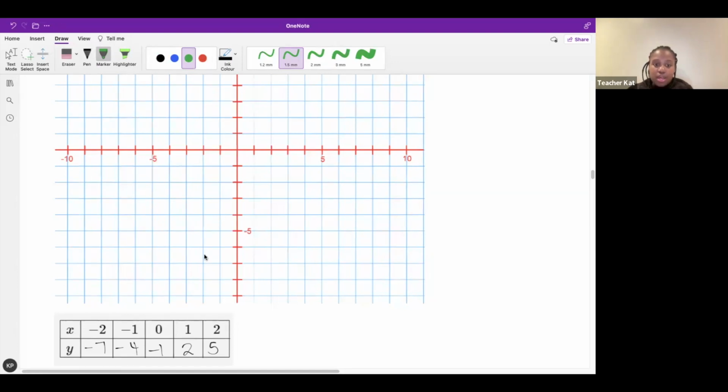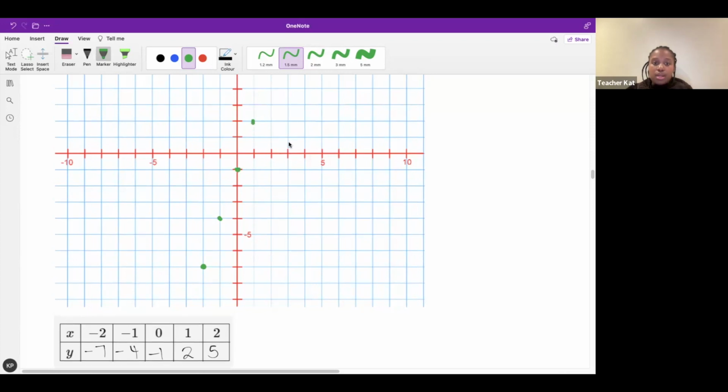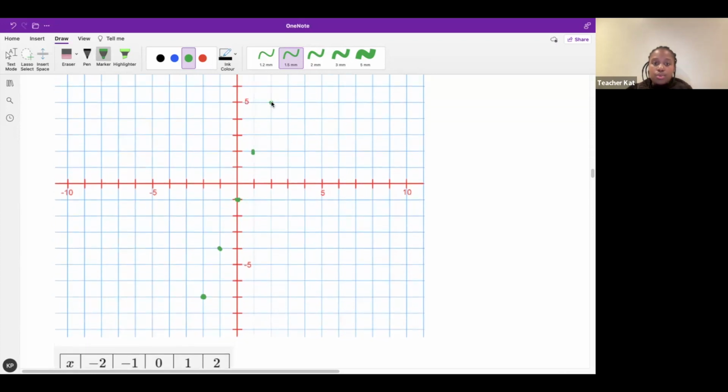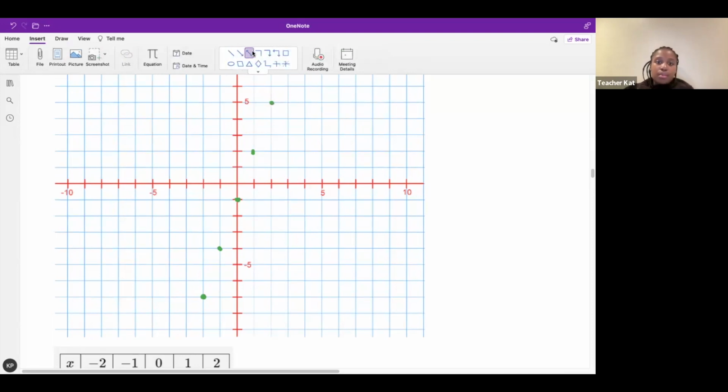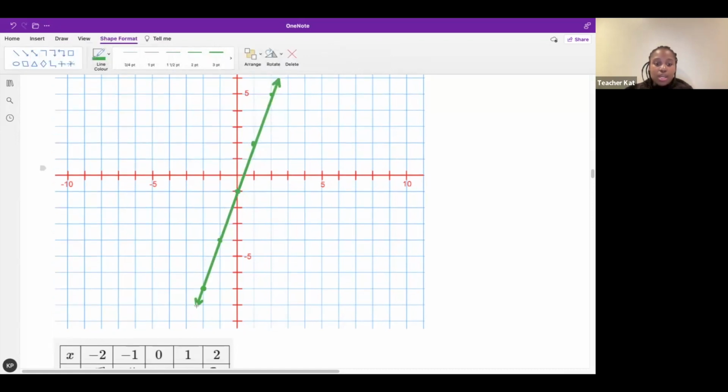Negative 2 is over here, and negative 2 goes with negative 7. Negative 1 goes with negative 4. 0, negative 1. 1 with 2. And 2 with 5. And I draw in my line. And once again, I'm using the arrowed one because this line keeps going indefinitely, as in forever.